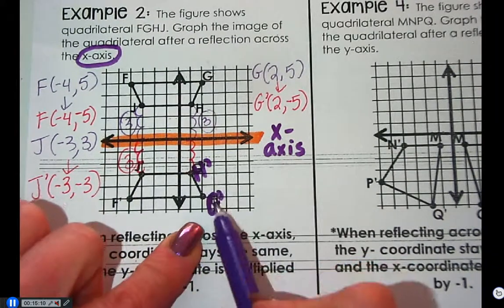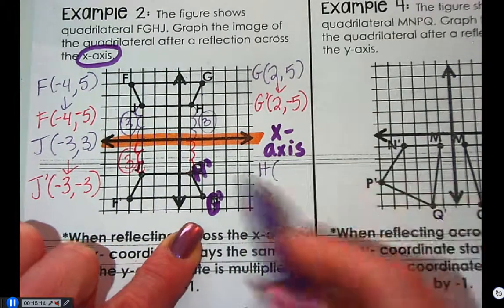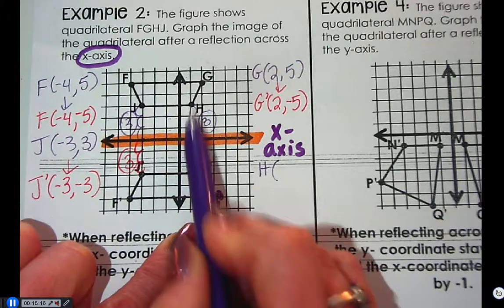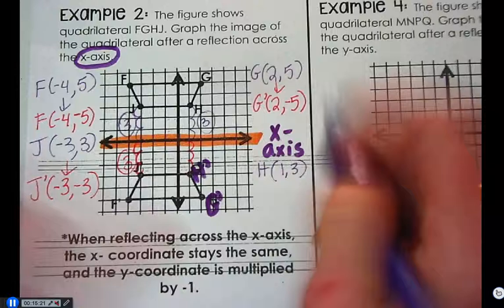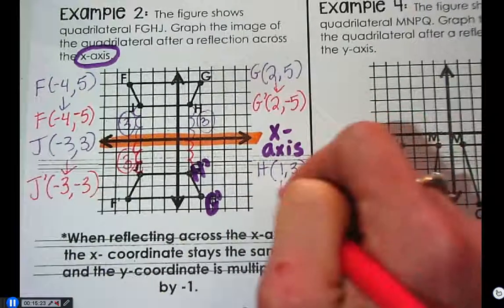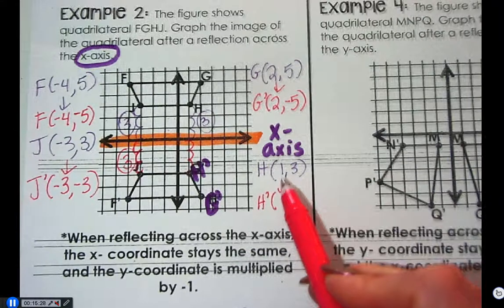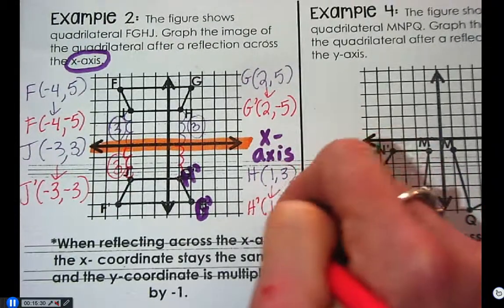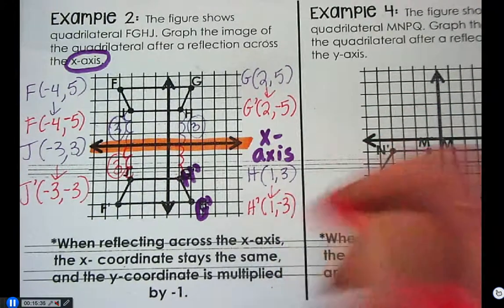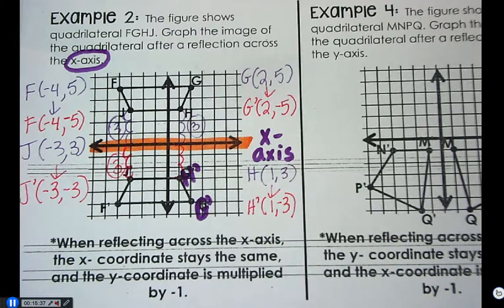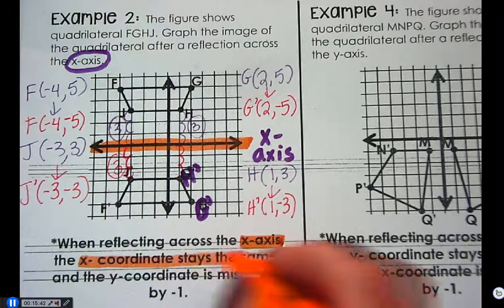What's our last point? H. We had G, now let's look at H. So the original coordinates of H were 1, 3. Is that right? And that's going to change to H prime. So the x is going to stay the what? Same. And then the 3 is going to become a -3. So when reflecting across the x-axis, the x-coordinate stays the same.